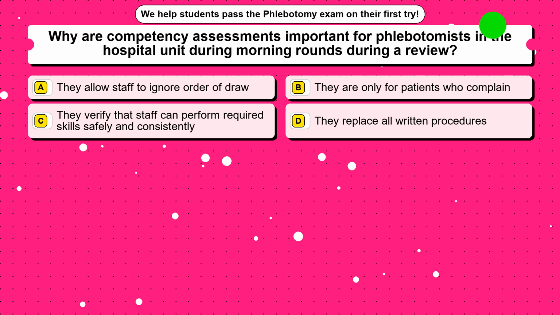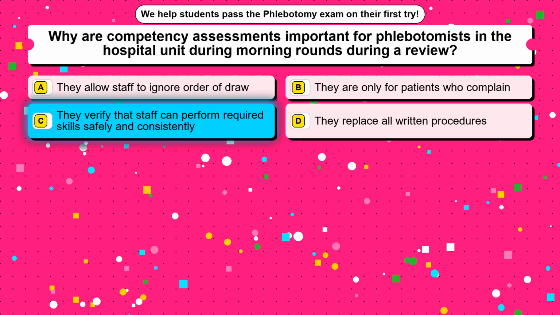Question 98. Why are competency assessments important for phlebotomists in the hospital unit during morning rounds during a review? Option A. They allow staff to ignore order of draw. Option B. They are only for patients who complain. Option C. They verify that staff can perform required skills safely and consistently. Option D. They replace all written procedures. The correct answer is option C. They verify that staff can perform required skills safely and consistently.